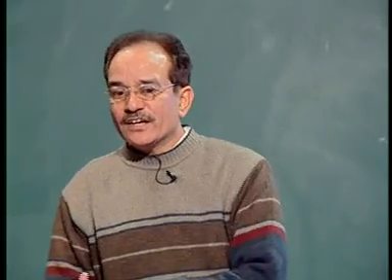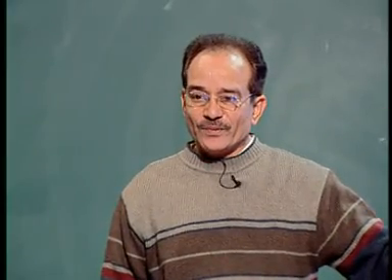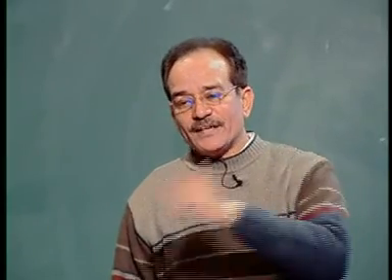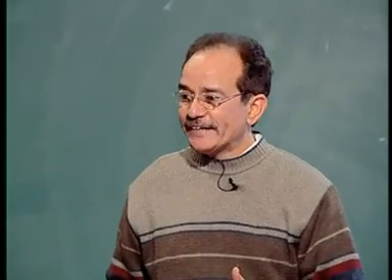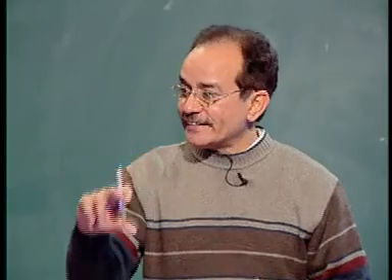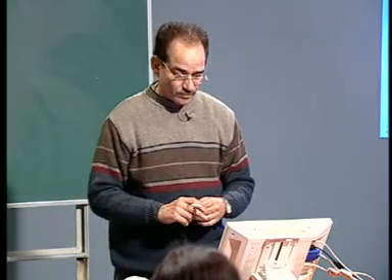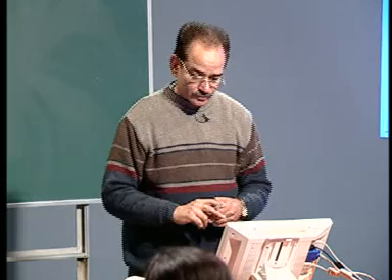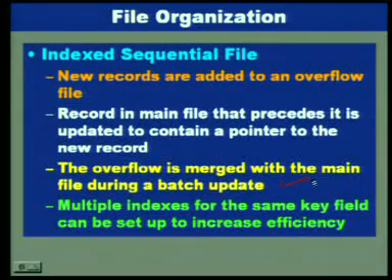The moment I look for a record, I look at the indexes. At the index page, if my record is not there, I look into the overflow area. Either it will be in the indexed area or it will be available in the overflow area. And the overflow is merged with the main file during the batch updates.